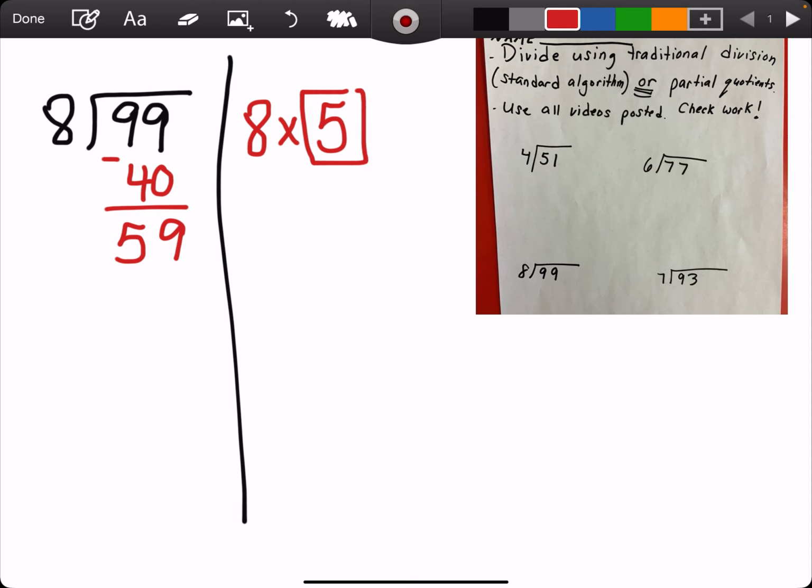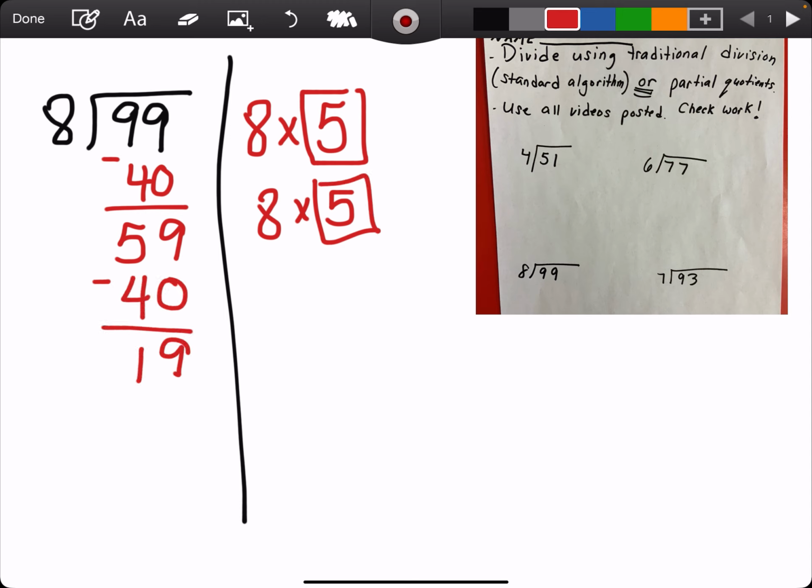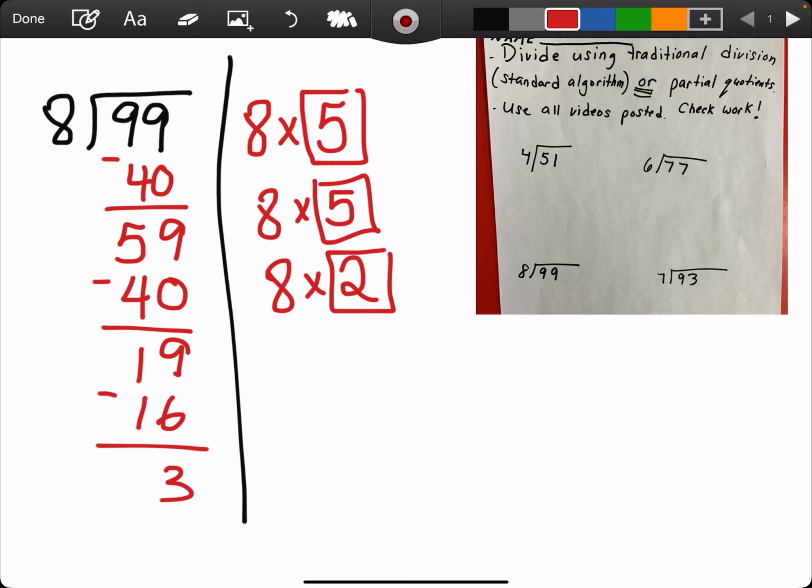All right, let me do it again. 8 times another 5 is 40, which is less than 59. Okay, 19. All right. 8 times what will come close to 19 without going over? Times 2 is 16. All right, I can't do 8 times 3. 8 times 2 is 16. Subtract. There's your remainder 3. And now I'm going to add 5 and 5 and 2. 5 and 5 is 10. 10 and 2 is 12.